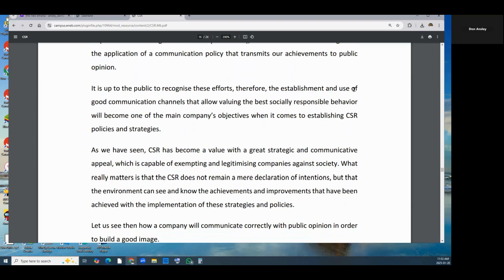Therefore, the establishment and use of good communication channels that allow valuing the best socially responsible behavior will become one of the main company's objectives when it comes to establishing CSR policies and strategies. And as we have seen, CSR has become a value with a great strategic and communicative appeal, which is capable of exempting and legitimizing companies against society. What really matters is that CSR does not remain a mere declaration of intention, but that the environment can see and know the achievements and improvements that have been achieved with the implementation of these strategies and policies.